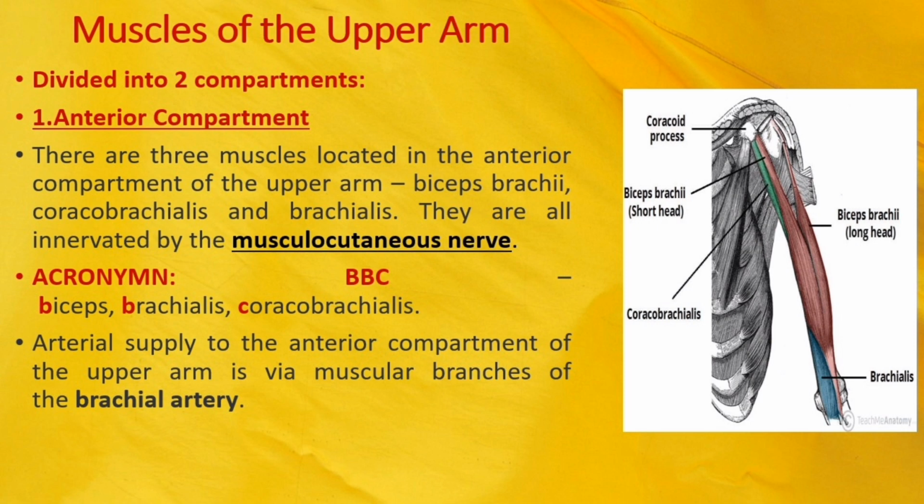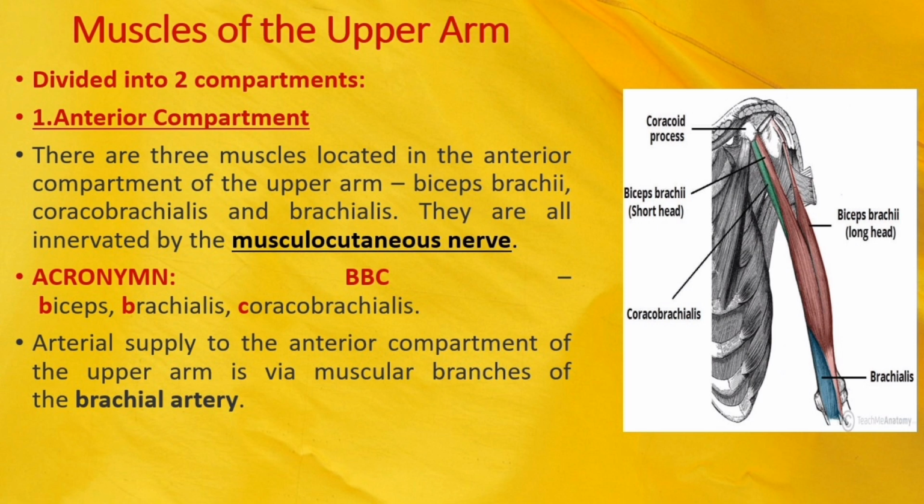Attachments: long head originates from the supraglenoid tubercle of the scapula, and the short head originates from the coracoid process of the scapula. Both heads insert distally into the radial tuberosity and the fascia of the forearm via the bicipital aponeurosis. Function: supination of the forearm. It also flexes the arm at the elbow and at the shoulder. Innervation: musculocutaneous nerve. The bicep tendon reflex tests spinal cord segment C6.